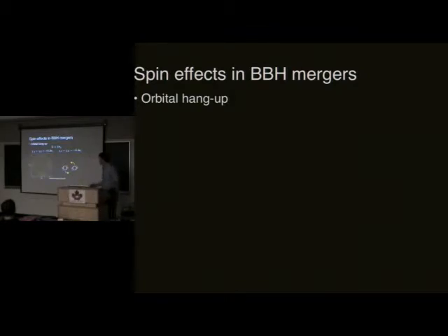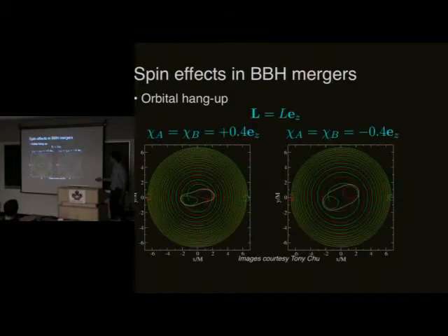This is a simulation that Tony Chu, a grad student at Caltech, has done for the case on the left where the spins are parallel to the orbital angular momentum. And here's the same simulation on the right for the case where the spins are anti-parallel. If you look towards the middle here, you see there are a lot more orbits on this left-hand plot than on the right. Actually, starting from the same separation with the same masses and same spin magnitudes, the black holes, when the spins are aligned, take, I think it's about 6 more orbits before the common horizon forms. By changing the number of orbits by this much, it shouldn't be surprising that the gravitational wave signal that gets emitted from these two cases will be quite different.